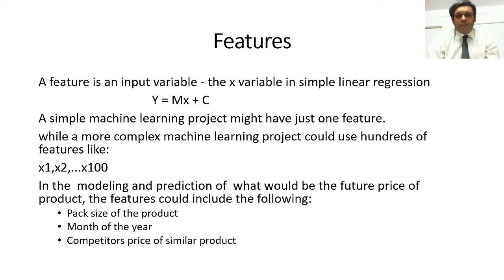In the modeling and prediction of the future price of a product, the features could include the following. If you are trying to predict the future price of a particular product, the different features could be what is the pack size of the product, which month of the year you are trying to predict the price for, and what is the competitor's price of a similar product. So these different parameters would form the features.